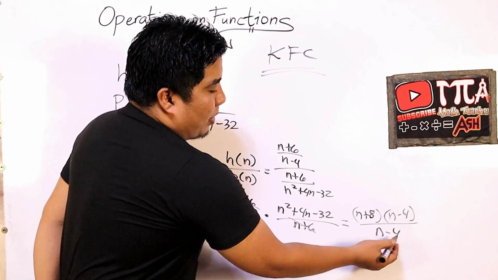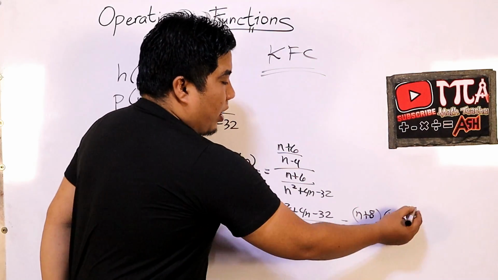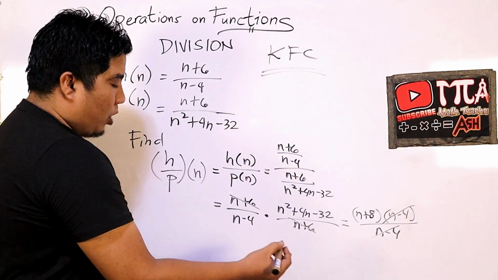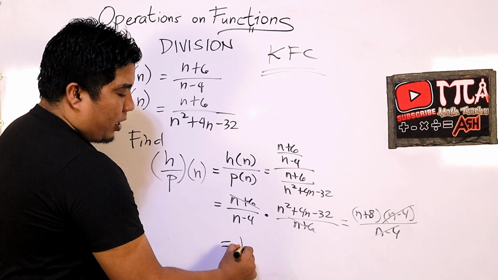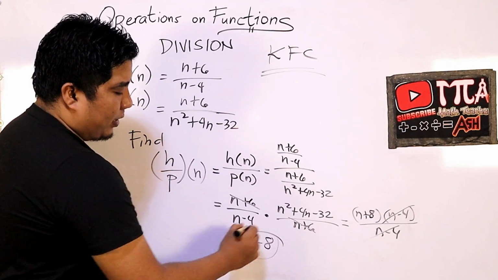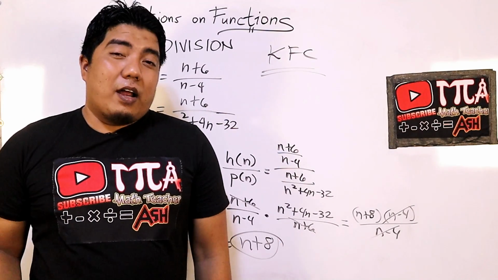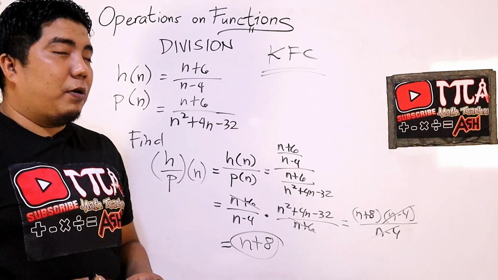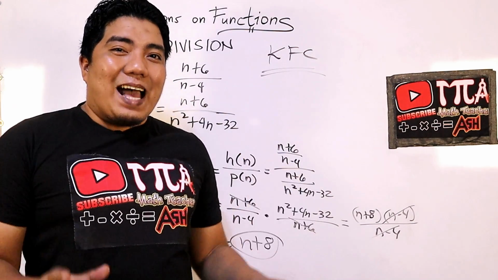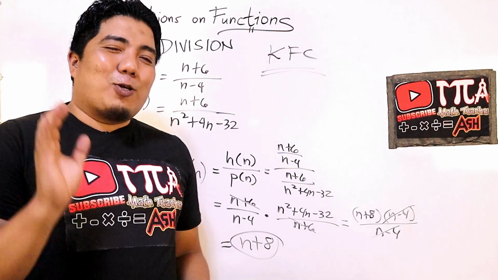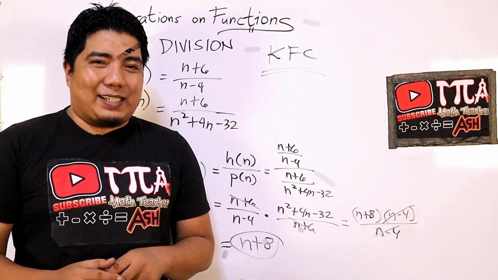So as you can see, n minus 4 and n minus 4 are identical, so we can cancel them. So giving us the final answer, n plus 8. And that is our function for the h over p of n. And now, my dear math learners, let us go to our final set of examples.